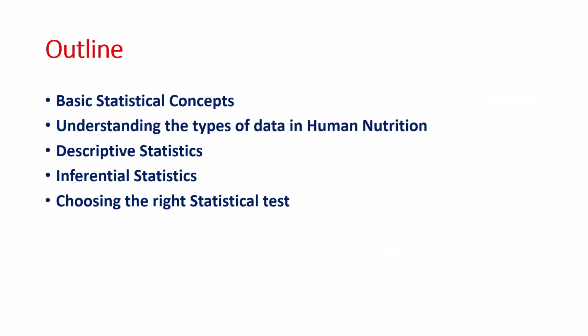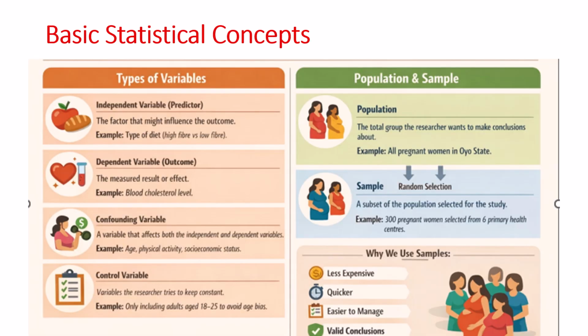The outline: we'll be looking at the basic statistical concepts, the types of data in human nutrition, descriptive statistics, inferential statistics in human nutrition, and lastly, choosing the right statistical test. Statistics provide the foundation for analyzing, interpreting, and communicating findings in human nutrition research. However, without proper statistical understanding, research results may be misinterpreted or misleading.